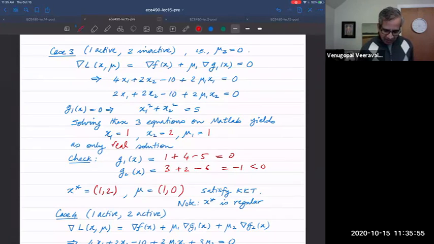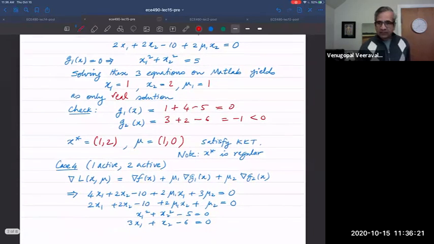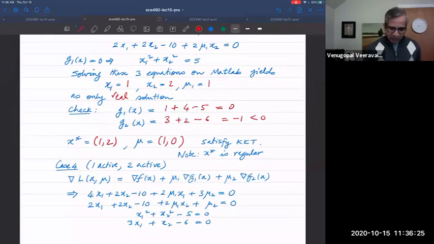see, because now we know that the second constraint is inactive, and so we just need to look at the gradient of g1, but the gradient of g1 at x star is a non-zero vector. So you have the linear independence condition automatically satisfied. Okay, so x star is regular. So everything is okay with this case.